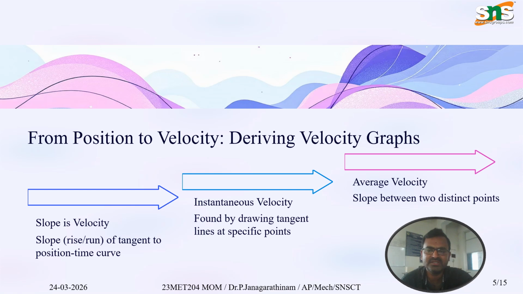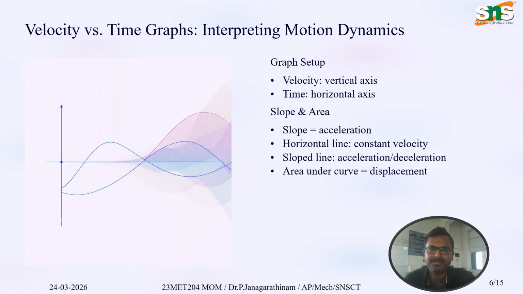From position to velocity, deriving the velocity graph: slope versus velocity, rise over run. Instantaneous velocity is found by drawing tangent lines at specific points, and average velocity is the slope between two distinct points. This is the general way we calculate velocities.